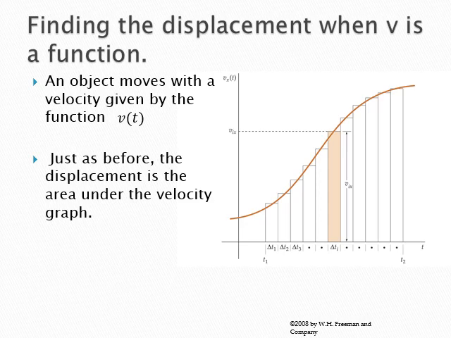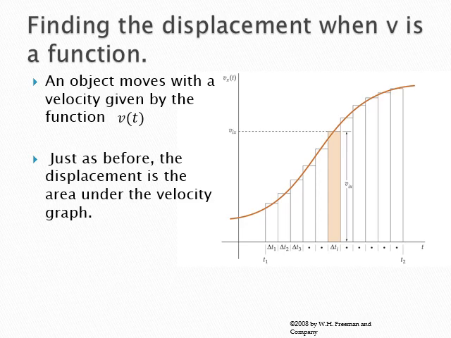The base of the rectangles is formed by the time intervals, delta t1, delta t2, etc. And the height of the rectangles is given by the average value of the velocity over that interval. So that's what we're going to call v1, v2, v3, etc. Now, just as before, the total displacement is just the sum of all those individual little areas.